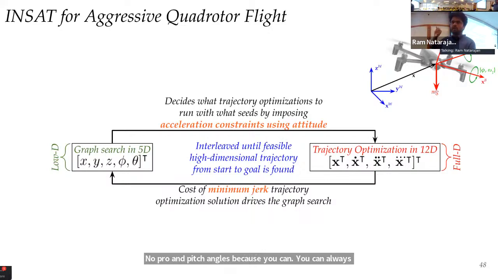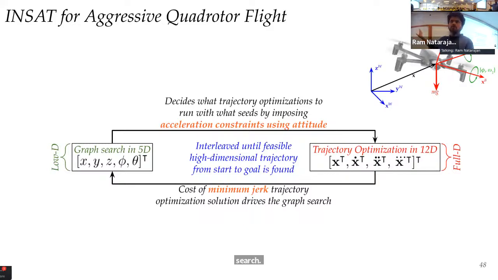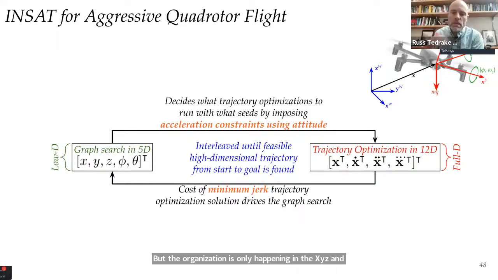So I was just optimizing for polynomials in the XYZ space with constraints on the acceleration that are coming from the roll and pitch angles in the low dimensional search. So there is a penalty version of the optimization, but the optimization is only happening in the XYZ and its derivative space. There is no angle there.